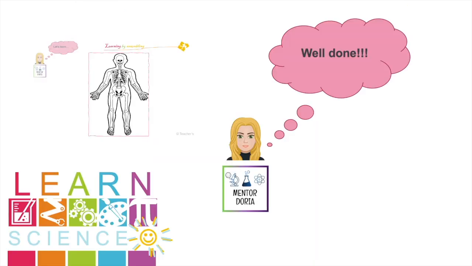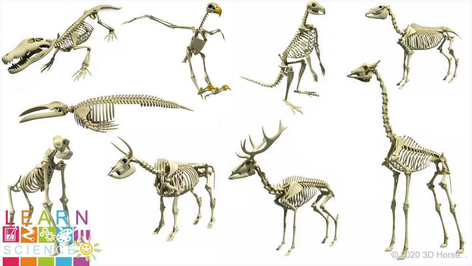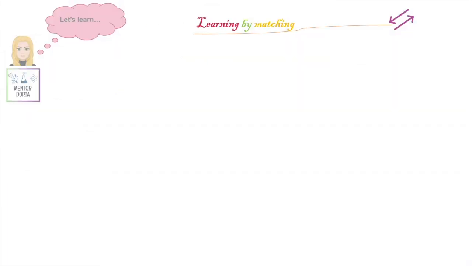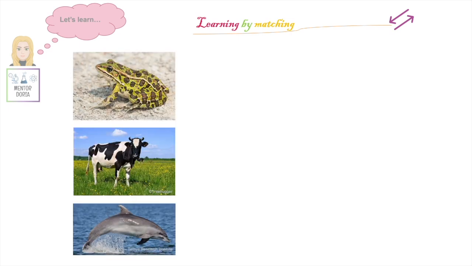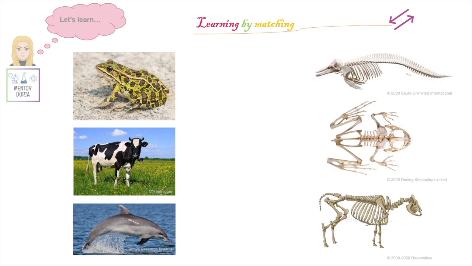Well done, everyone! It's not just people who have skeletons, other animals do too. Let's do a learning by matching activity now. Here we have pictures of 3 different animals. We have a frog at the top, then a cow, and finally a dolphin at the bottom. Here you will also see the skeleton of the animals, but which skeleton belongs to which animal?